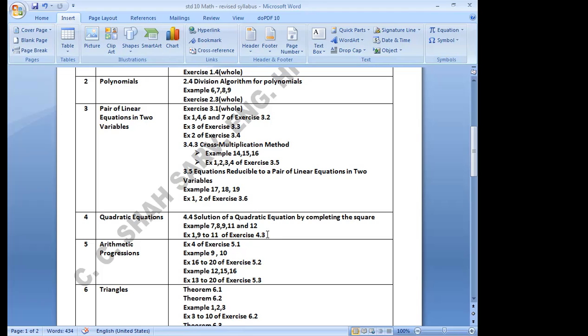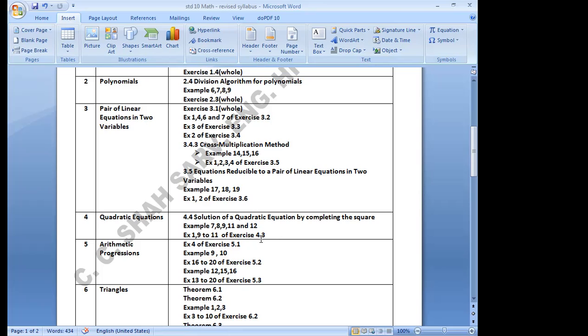Exercise 4.3, sum number 1 is excluded. 2, 3, 4, 5, 6, 7, 8, all these are included. Then afterwards 9, 10, 11, all these are excluded. Means in this 4.3 you have to prepare from sum number 2 to 8. 1, 9, 10, 11 of this exercise are excluded.